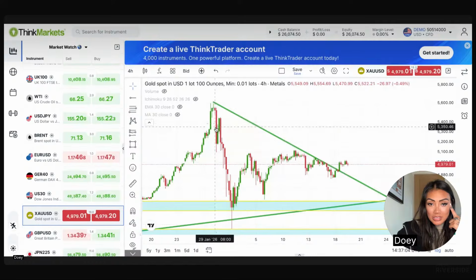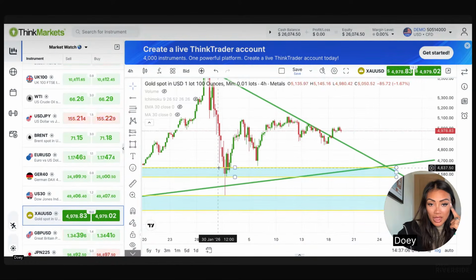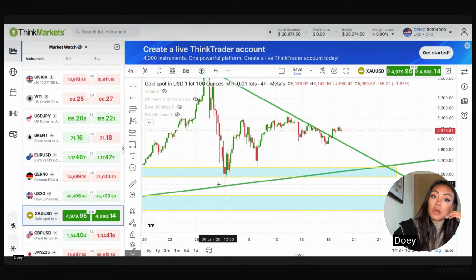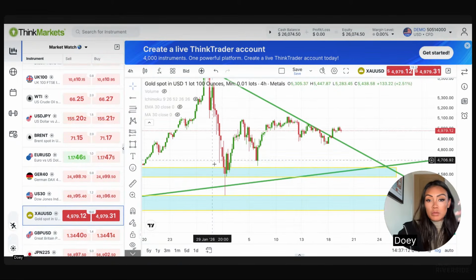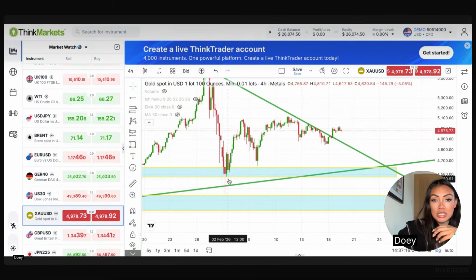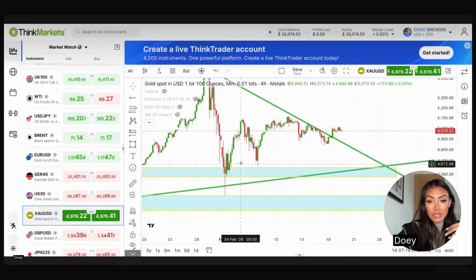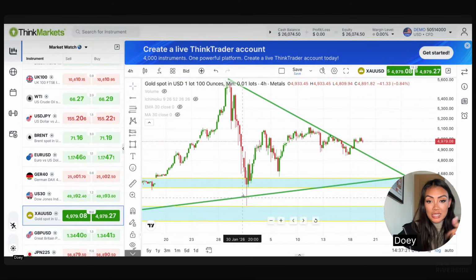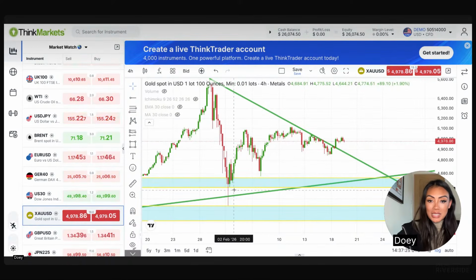When this came tumbling down, I would never have just had an order on for here because of such momentum. When you see these kind of big wicks, this is fear. This is manipulation in my eyes, so I would never want to just instantly buy. But then you saw straight away when it settled again, this would have actually been a really good area to buy from.